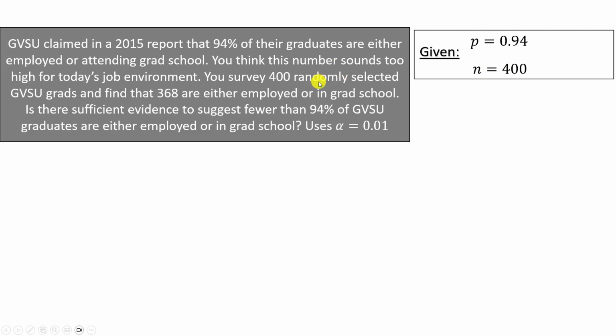From those 400 individuals, 368 were either employed or in grad school, so our value for x is equal to 368. From these numbers, we can calculate our sample proportion, which is 368 divided by 400, or about 0.92 or 92%. This says that 92% of the individuals from our sample were either employed or in grad school.